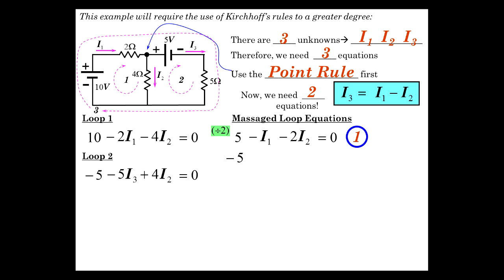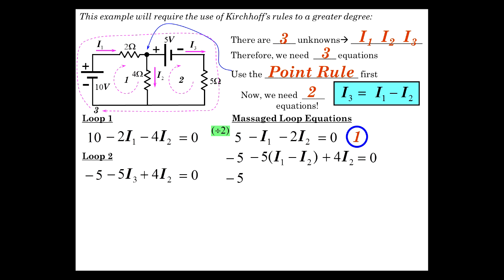And equation 2, minus 5 times I3. I3 is I1 minus I2. Notice what I did. Plus 4I2 equals 0. So that's equation 2. I was premature in what I said about making one of the coefficients equal. It's true. We're going to do that, but we're just not quite ready yet.